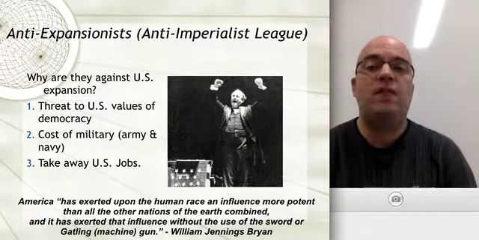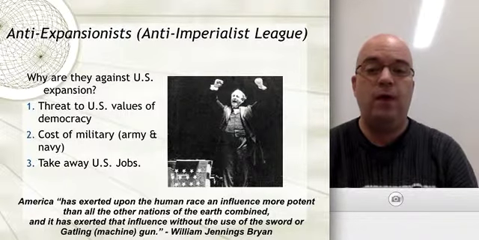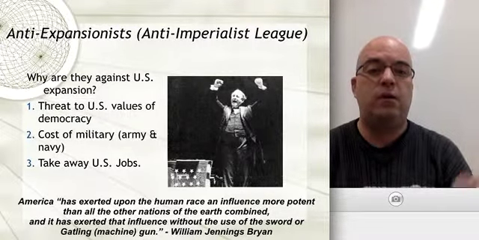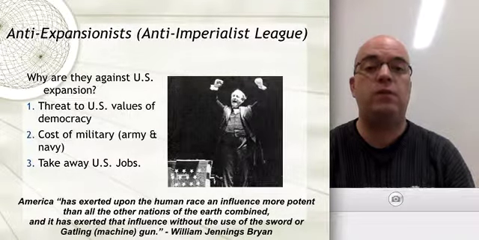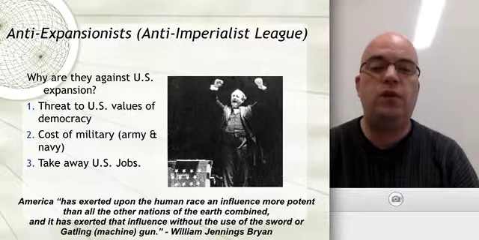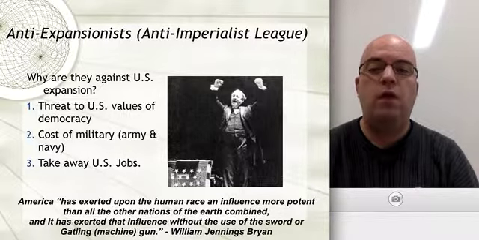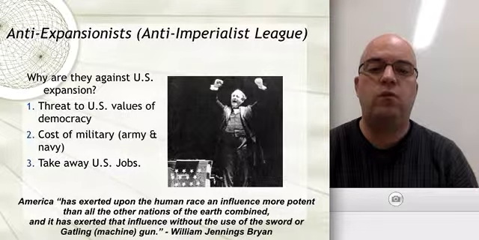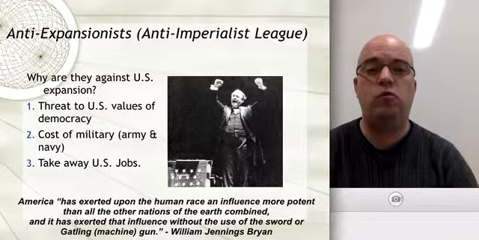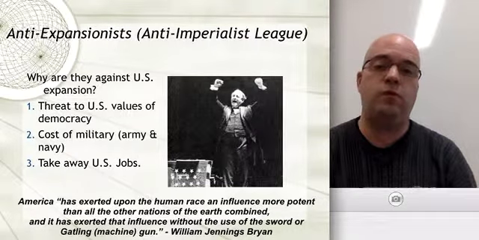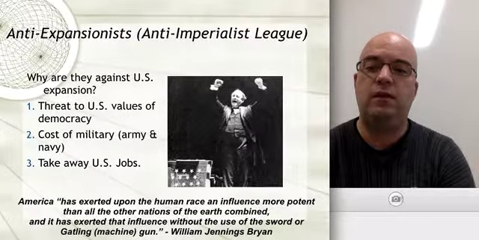One of the most famous anti-imperialists is a Nebraska native, William Jennings Bryan, who was once asked about American expansionism. He actually ran for president, did not win, but he said, "America has exerted upon the human race an influence more potent than all the other nations of the whole earth combined, and has exerted that influence without the use of the sword or the Gatling gun." So the idea is that American democracy is our gift to the world, and we don't need to use military force to accomplish these endeavors.